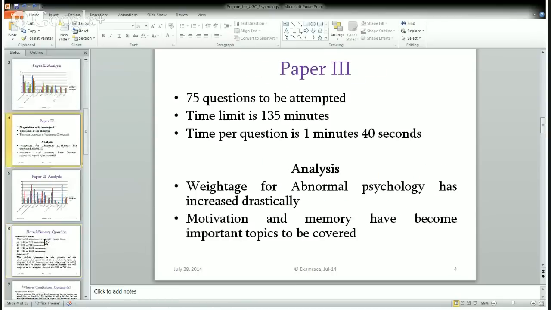Now let's move to paper 3. In paper 3 you have 75 questions to be attempted in 135 minutes. So per question you have 1 minute and 40 seconds, which is a decently good time. Again, time is not a problem with UGC psychology as a subject because you do not have a lot of numericals to solve. As per the paper 3 analysis, we have found that the weightage of abnormal psychology has increased drastically, and memory and motivation are covered more, and the questions in these are much more applicative and conceptual.